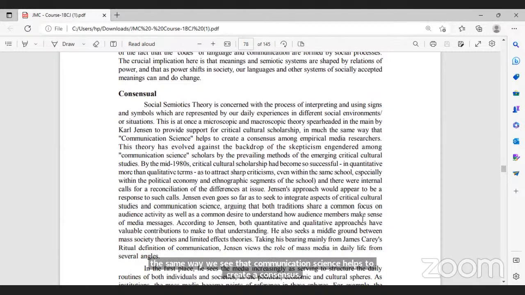This theory has evolved against the backdrop of skepticism and endangered the communication science scholars, and it has emerged during the critical cultural studies also. So when we say that, we also have approaches where we try to bring a consensus between the sender and the receiver. We see that communication science is trying to bring an empirical consensus in the process of communication.